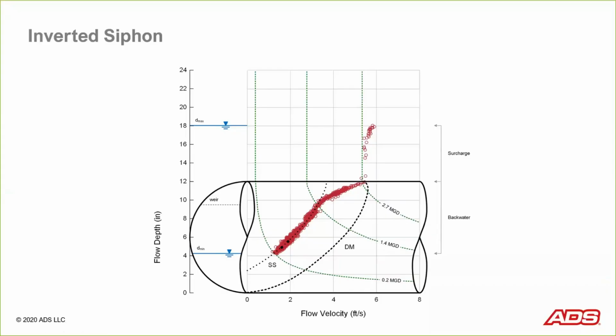Now, one of the other things I can plot on here with an ISO-Q line is my maximum dry day flow rate. I did this through another analytical tool we have called Slicer, which separates the flow into dry weather and wet weather flows. And for this particular pipe, my maximum dry day flow, or the maximum flow that's going through the siphon day in and day out, is 0.5 million gallons per day.